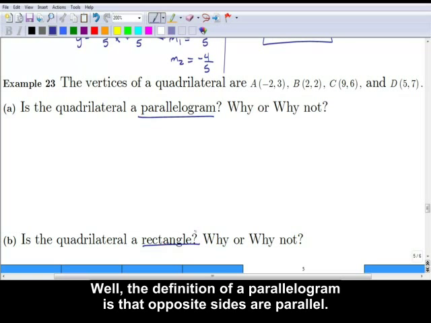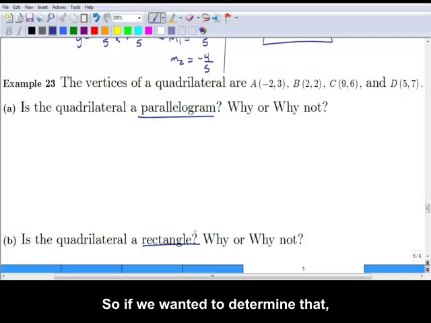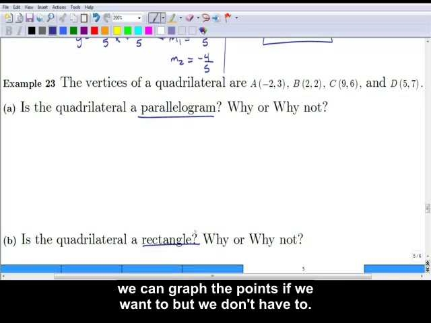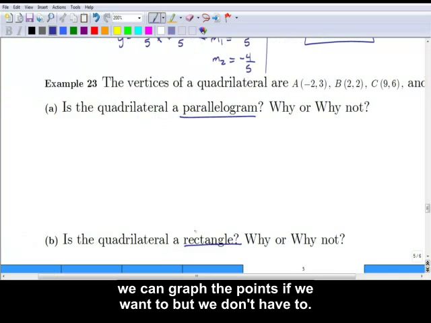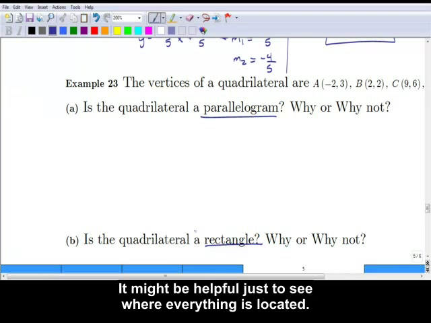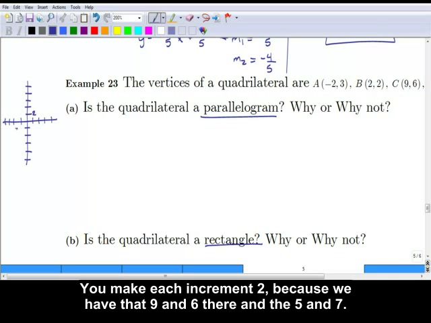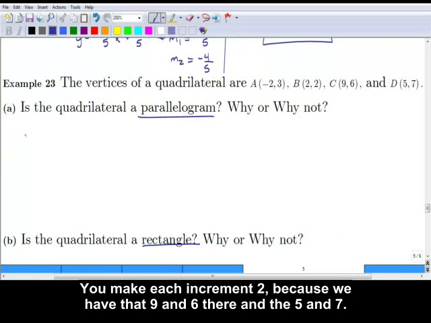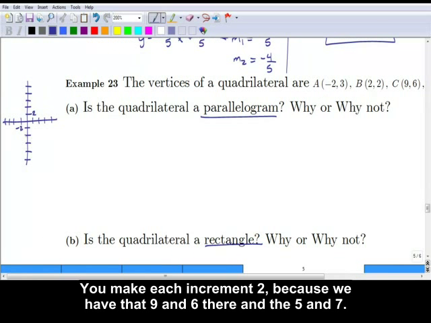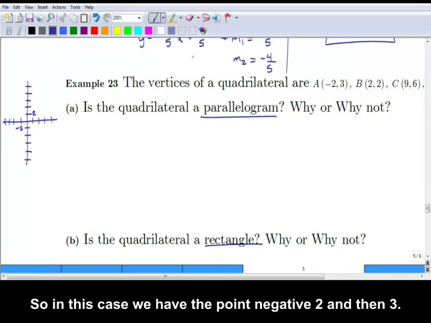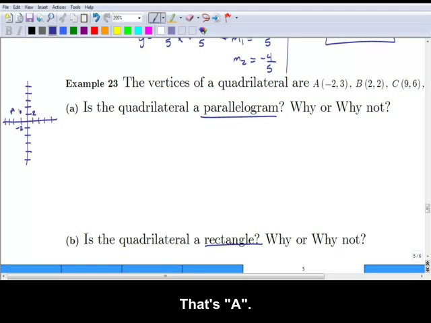Well, the definition of a parallelogram is that opposite sides are parallel. So if we wanted to determine that, we can graph the points if we want to, but we don't have to. It might be helpful just to see where everything is located. I'm going to make each increment 2 because we have that 9 and 6 there, and the 5 and 7. So in this case, we have the point negative 2, 3. That's A. B is at 2, 2.